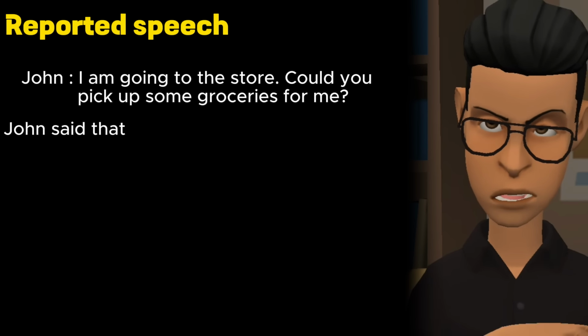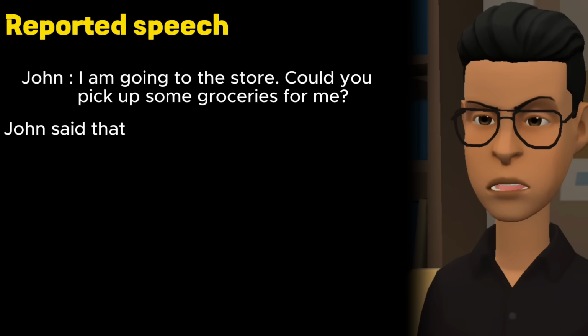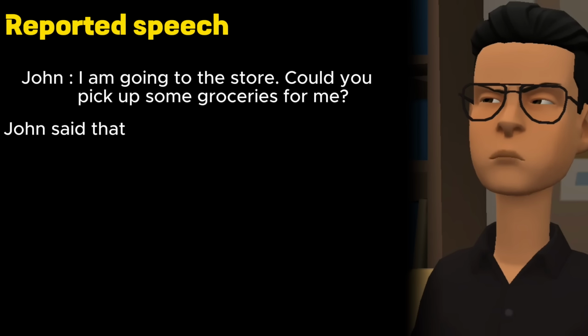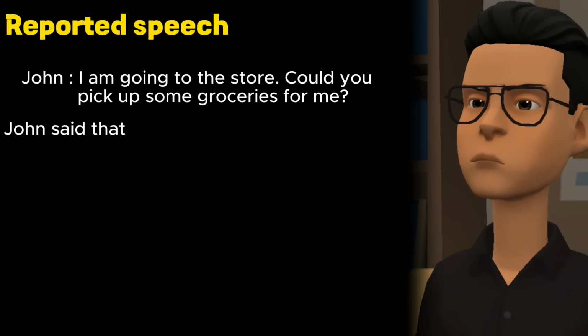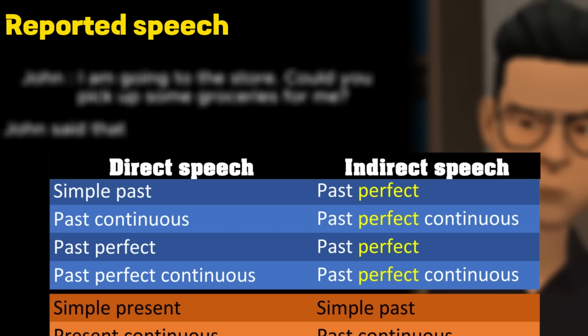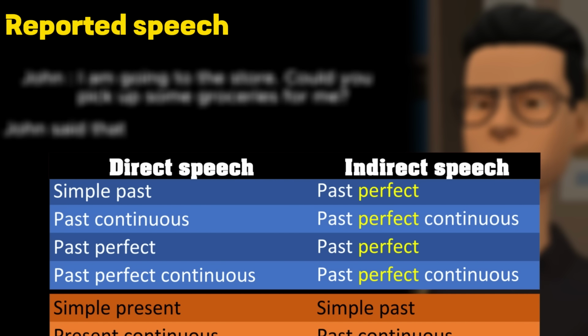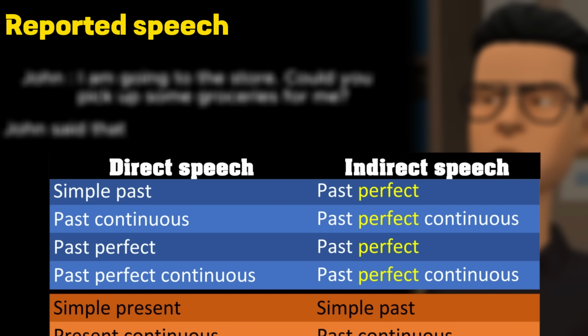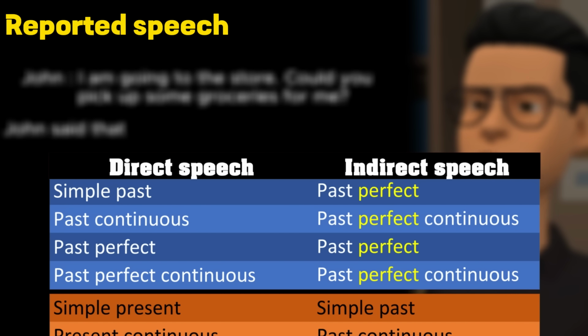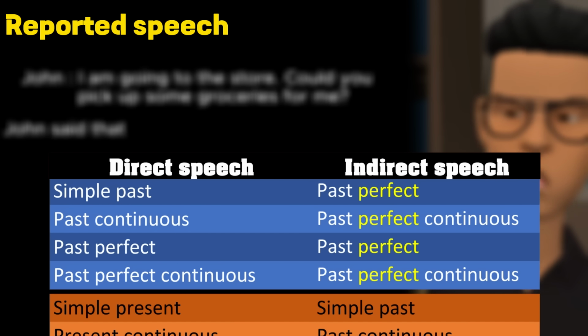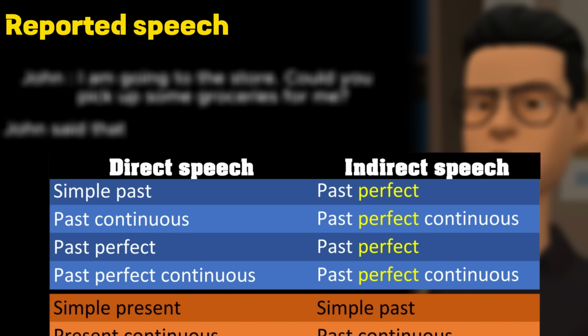The tense also changes. If the direct speech is in the past, it converts into the perfect form. That means, if simple past, it will become past perfect. If past continuous, it will be past perfect continuous. If past perfect continuous or past perfect, it will remain the same.